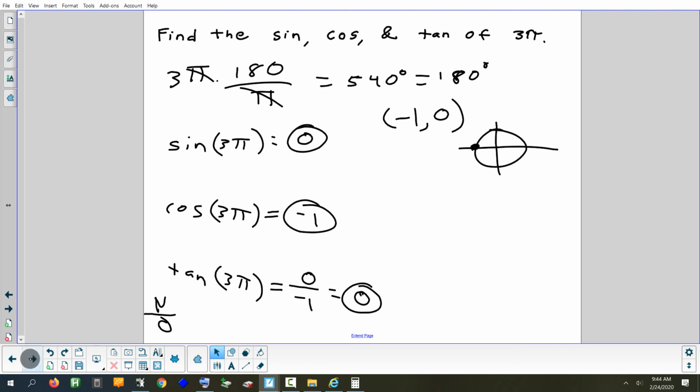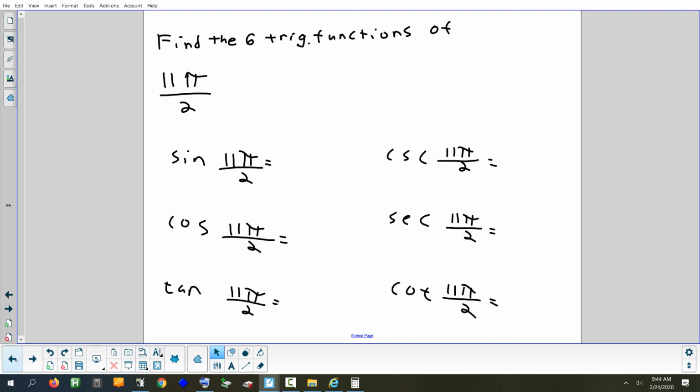Okay, so last one, I'm going to let you guys try it. I'll walk around and kind of point you in the right direction if you get stuck. But I want you to find the 6 trig functions of 11 pi over 2. So keep in mind, you only know how to find the coordinate right now if it comes out to 0s and 1s. So somehow, that's going to come out to a coordinate with 0s and 1s.